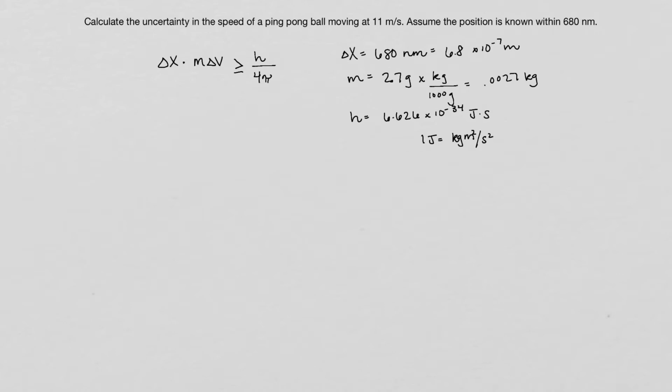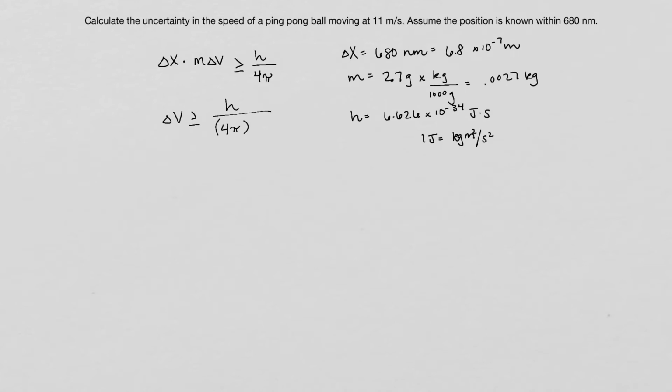So now the only thing that we don't know is our uncertainty in our speed. So I'm actually going to start by rearranging this equation to solve for the variable I care about, which is the uncertainty in the speed. And again, you don't need to be worried about that greater than or equal sign. You can treat it just like an equal sign. And so that would mean that we would have the uncertainty in our speed greater than or equal to h divided by 4 pi times our mass times the uncertainty in our position.